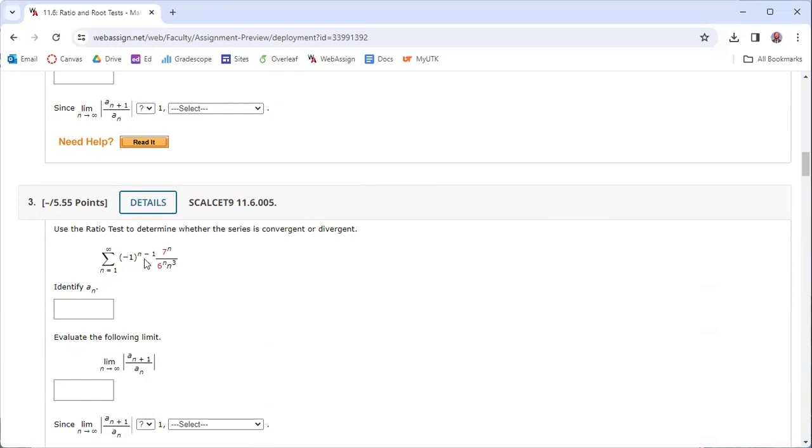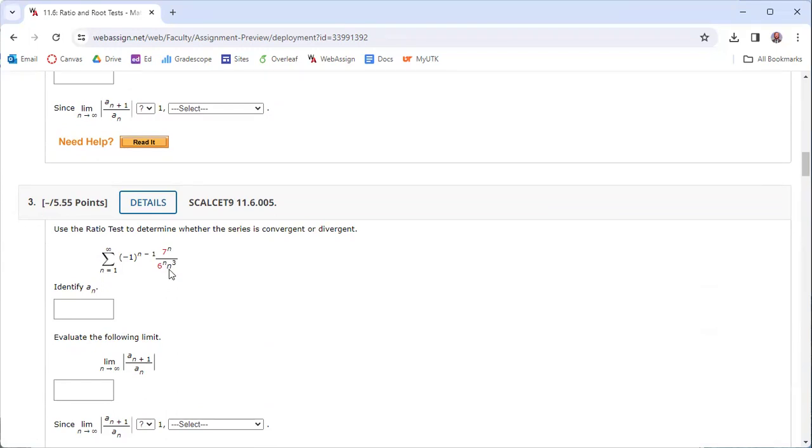But one thing you can do immediately is know the factors of minus 1 are going to just nullify, because a factor of minus 1 in an absolute value would just be 1, and that's going to be negligible. And so really we can just focus on the 7 to the n's, the 6 to the n's, and the n cubes.